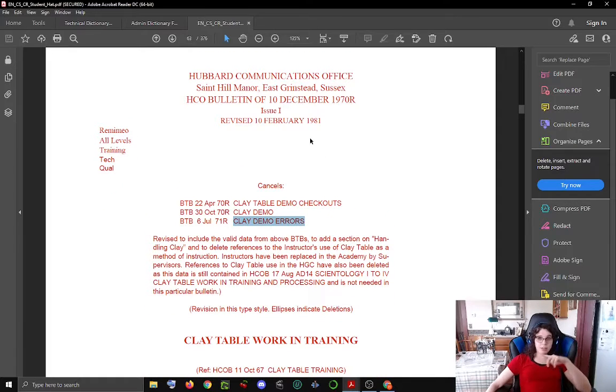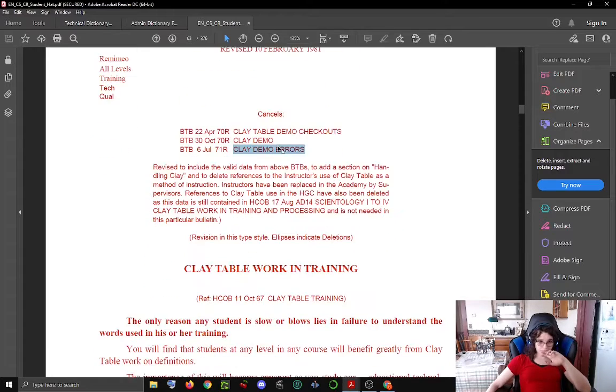From 10th of December, 1970, revised 10th of February, 1981. Revised to include the valid data from the above board technical bulletins, to add a section on handling clay, and to delete references to the instructor's use of the clay table as a method of instruction. Instructors have been replaced in the academy by supervisors. References to clay table used in the Hubbard Guidance Centers have also been deleted, as this data is still contained in HCOB 17th August AD 14.